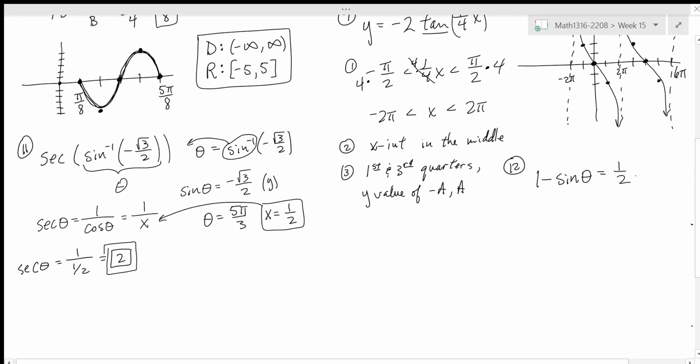And for number 12, you're going to have to know how to solve a trig equation. And this one specifies that you want to solve on the interval from 0 to 2 pi. So we're going to find all the angles in one revolution of the unit circle that solve this equation.